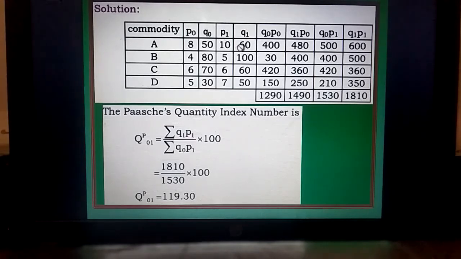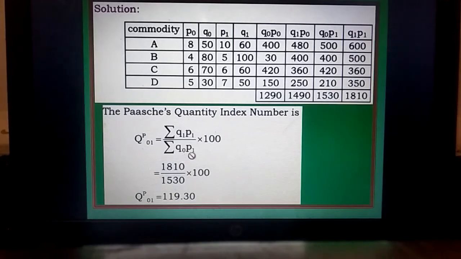Q1 and P1: here 60 multiplied by 10, 600. Q1, P1 we are calculating. And once again 100 multiplied by 5, 500. Similarly, all the calculations have to be performed. This sum will be 1810. That is to be substituted in the numerator.